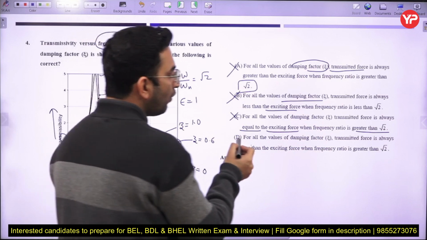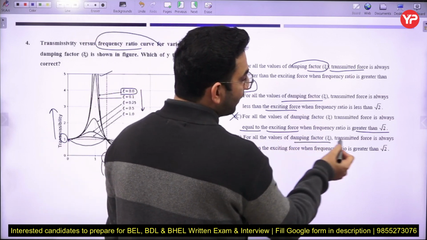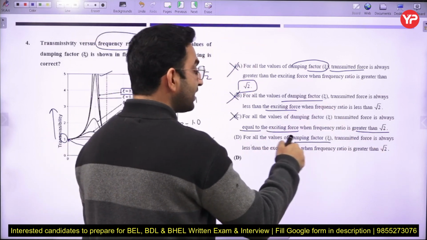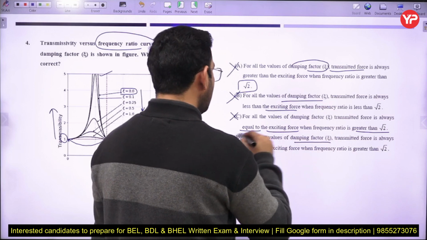Next part, for all values of the damping factor zeta, the transmitted force is always less than the exciting force when the frequency ratio is greater than √2 here.